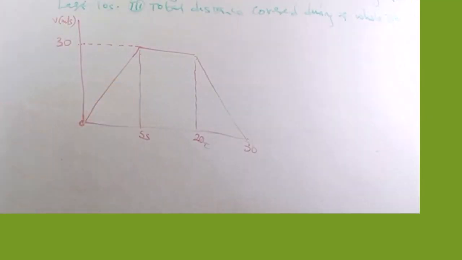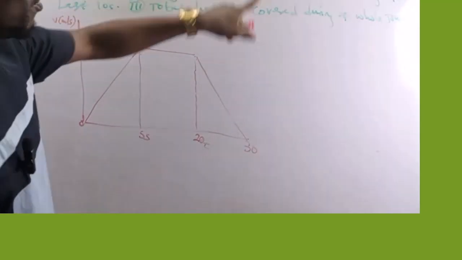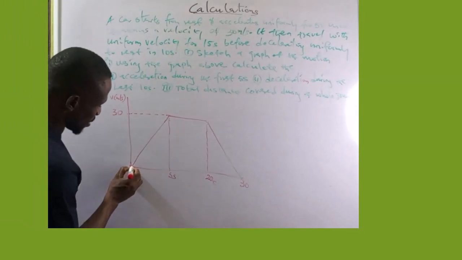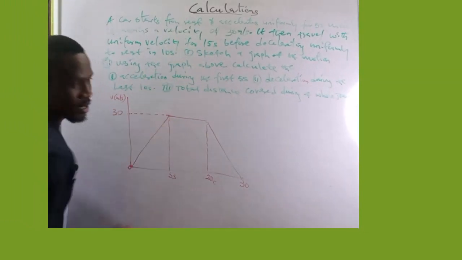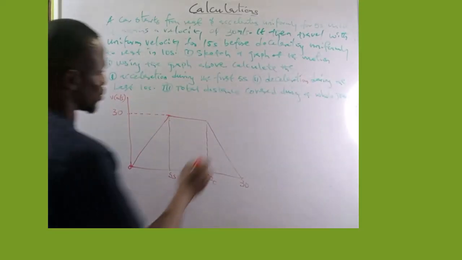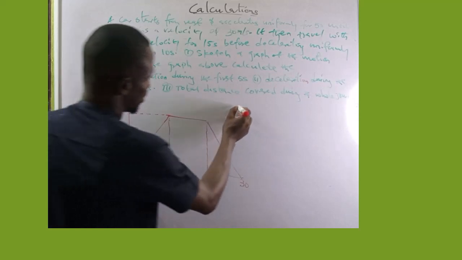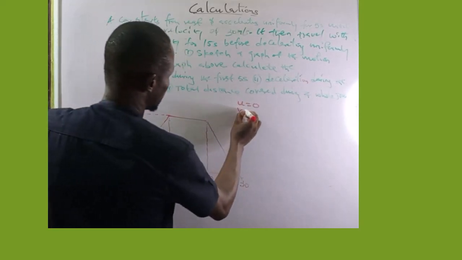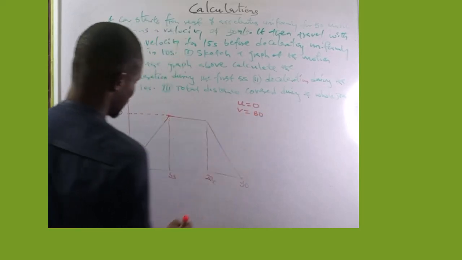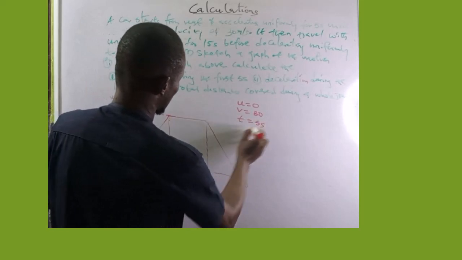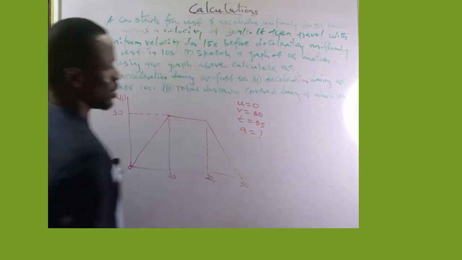Sketch the graph of the motion. This is the graph of the motion. Then, using the graph above, calculate the acceleration during the first 5 seconds. That's the uniform acceleration from here to here, is it not? Acceleration during the first 5 seconds. Before it starts moving, what is the initial velocity? 0. What is the final velocity? 30. What is the time? Time is what? 5 seconds.